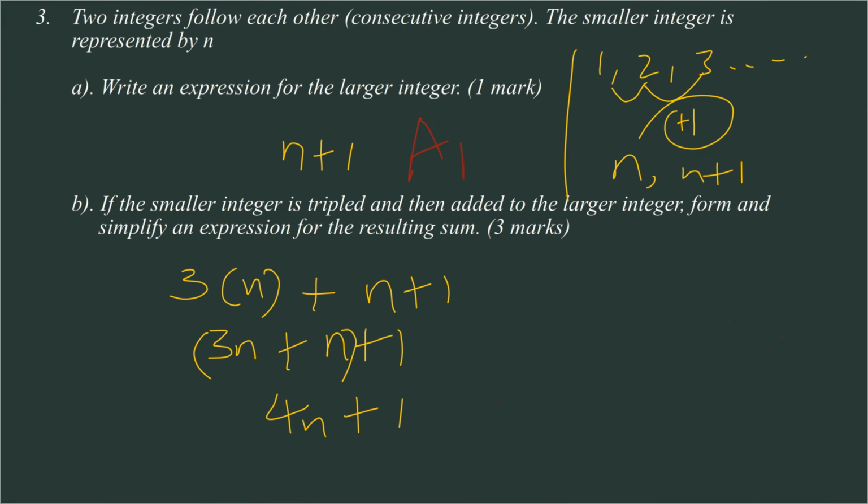I'm going to distribute the marks. 1 mark for the answer, a mark for forming the expression, a mark for expanding, and this one is for simplification. So 1, 2, 3, 4 marks.